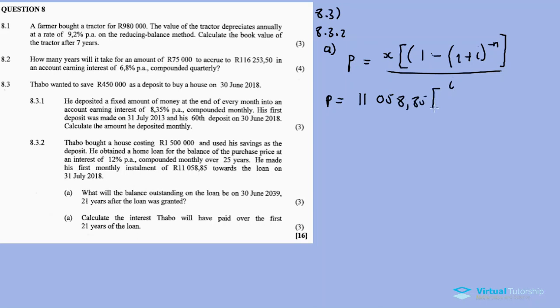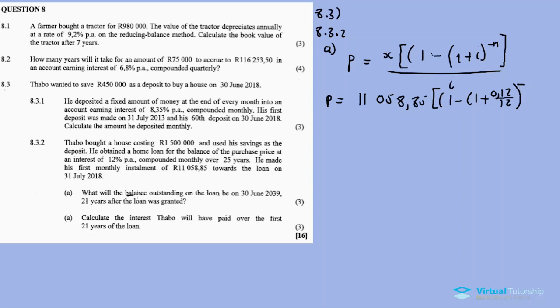11,058 rand 85 cents. Open bracket 1 minus 1 plus i. Interest is 0.12, it's 12%, and it's divided by 12. Close bracket minus. Now, question here again. Here for n, what will it be? Or let me say, what's the value for n?